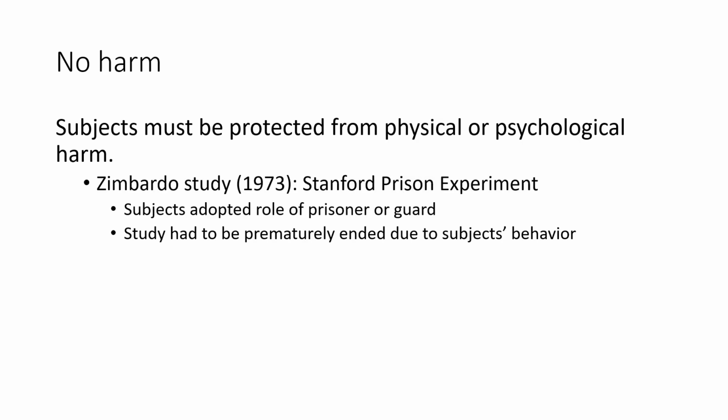For instance, one of the famous studies, you've probably heard of it, is the Stanford Prison Experiment, where some people were assigned the role of prisoners and some people were assigned the role of guards. The study actually had to be prematurely ended due to subjects' behavior. The guards had started physically harming the prisoners, even though who was the prisoners and who was the guards was arbitrarily decided. So the researchers, even the IRB, didn't expect any harm to come from it, but as soon as the participants started enacting harm, as soon as they started harming each other, the study had to be ended immediately.